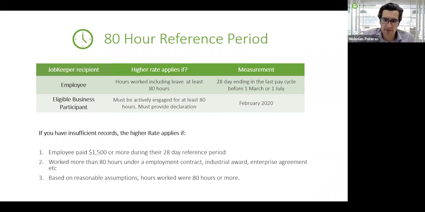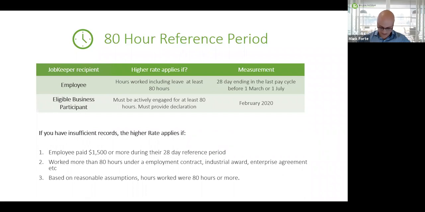So Mark, we just have a quick question from Di Jones. Di, thank you for your question. Di's question is, how does an eligible business participant provide the declaration for the 80 hours worked in the month of February? Okay, that will be on the ATO portal. That's a very good question. So it will be done through the ATO portal. There'll be a form there that will be submitted electronically.